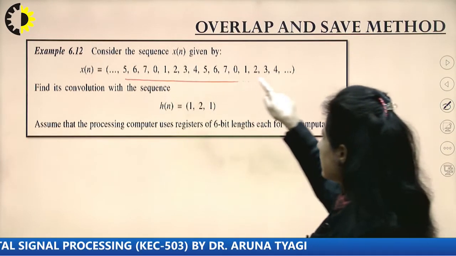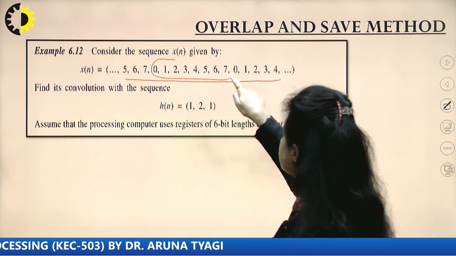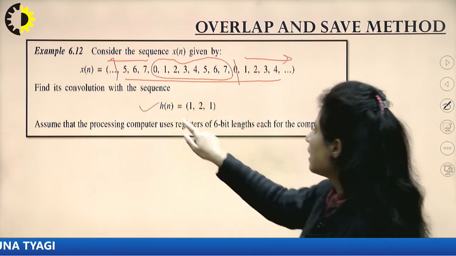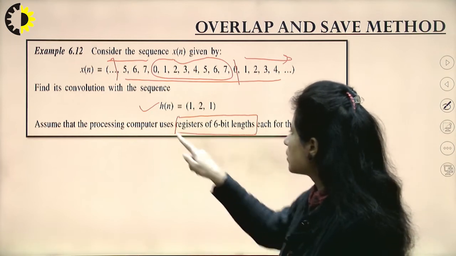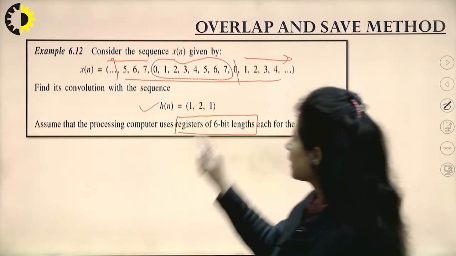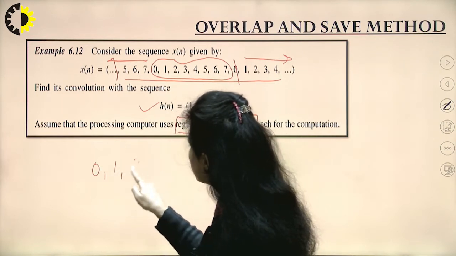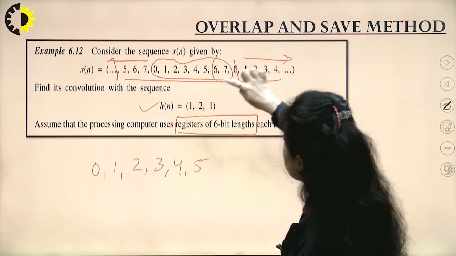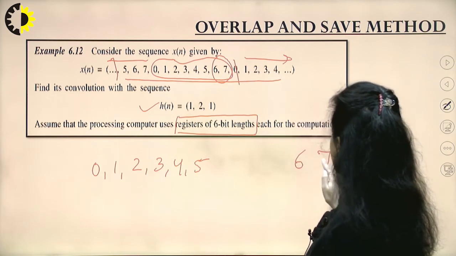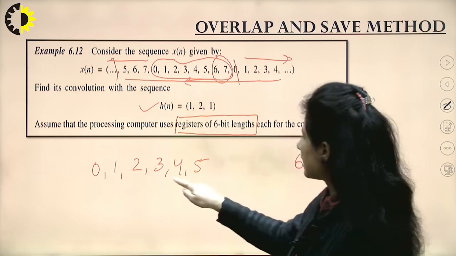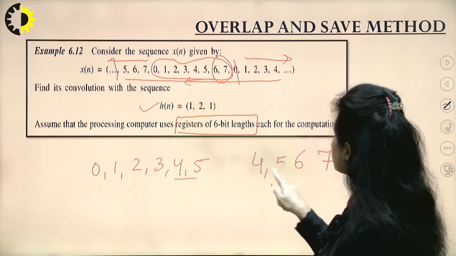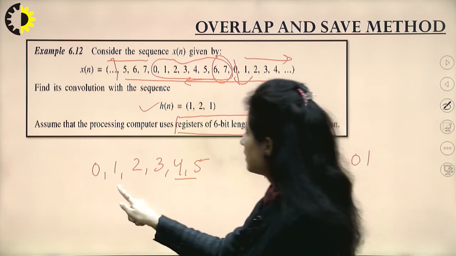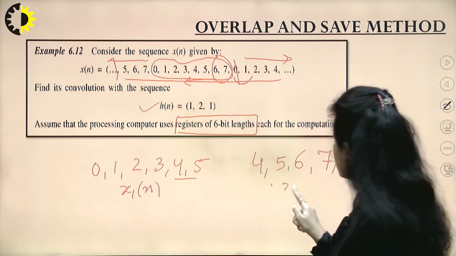The same sequence has been taken, in which one unit is made up of these samples and the other units are repeating. Again, the sequence is periodic. The same hn has been taken, but the length of the register is 6 bits. So how do I divide this sequence? I would take the first sequence as 0, 1, 2, 3, 4, 5, which are 6 samples. In the second sequence, two individual samples are left, 6 and 7. So 2 samples would be taken from the previous sequence, that is 4 and 5, and 2 samples would be taken from the upcoming sequence, that is 0 and 1. So here I have created my x1n and x2n.